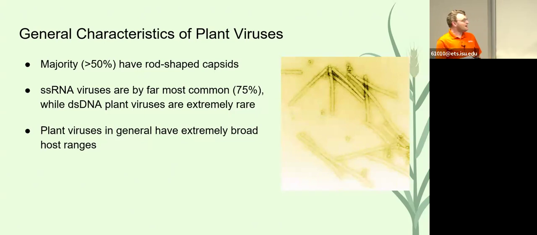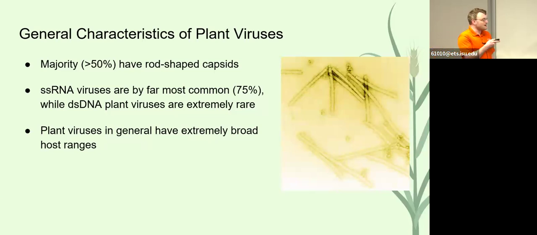And then double-stranded DNA plant viruses are extremely rare, almost non-existent, actually. And I've got theories on why that's the case that I'll describe later. But again, it's just theories, doctrine of Dallin, right? So we'll share those later on, but leave you wondering here.